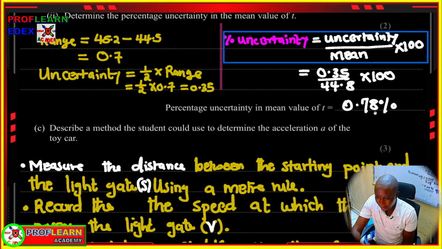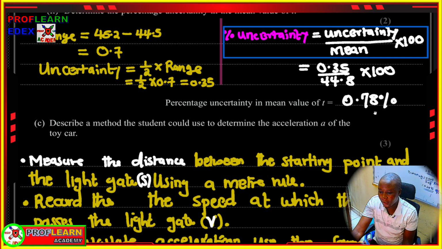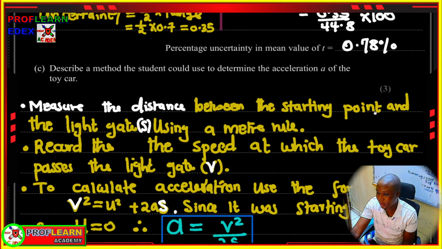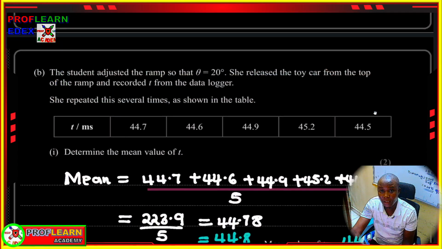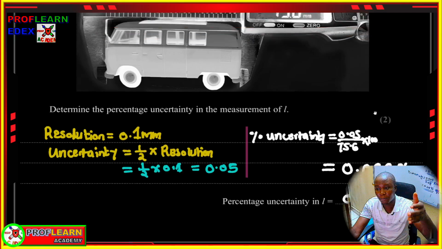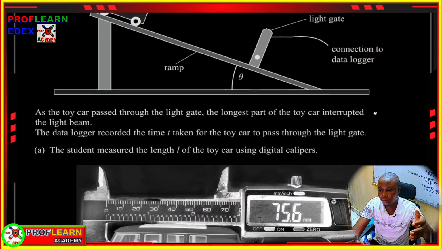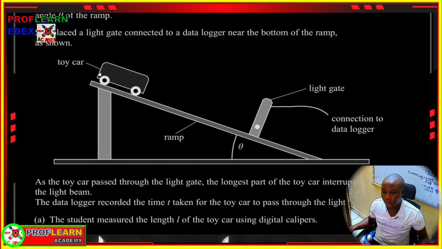The next part is to describe the method the student could use to determine the acceleration of the car. The method here is to measure the distance between the starting point and the light gate. Once the student has measured that distance, that will be our displacement, right?